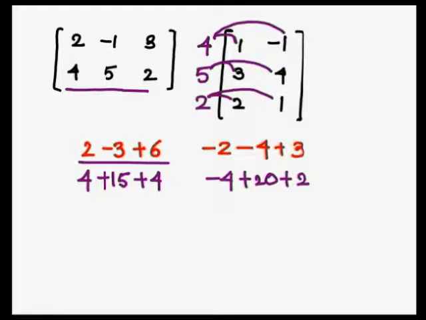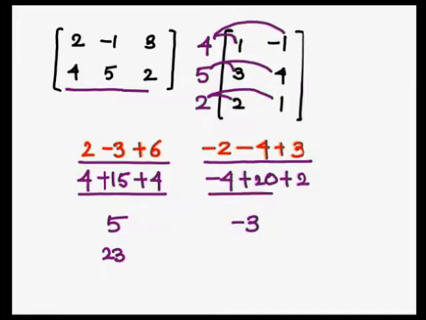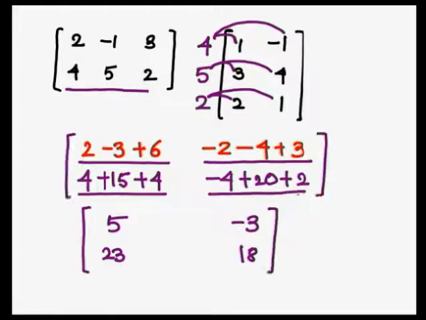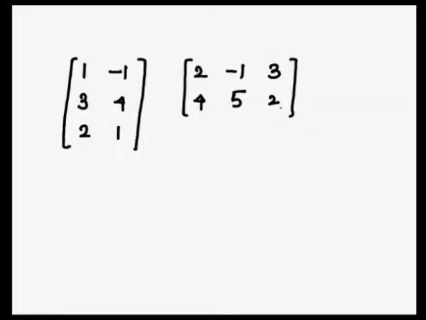Now the only thing is we need to simplify this. So for the first entry we get 5, second entry we get minus 3, third entry we get 23 and the fourth entry we get 18. So remember the resultant matrix is 2 by 2. Now let's study what will be the difference if you interchange the position of these matrices. What will be the resultant?